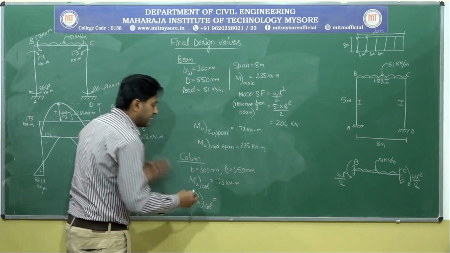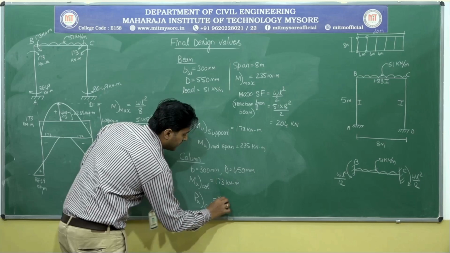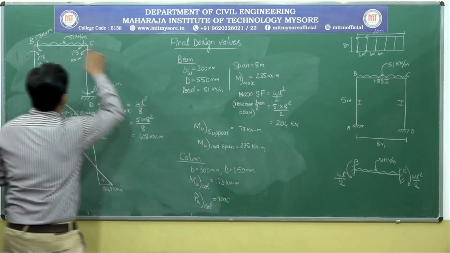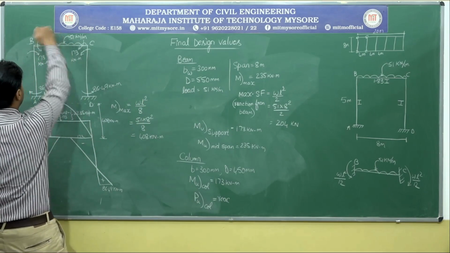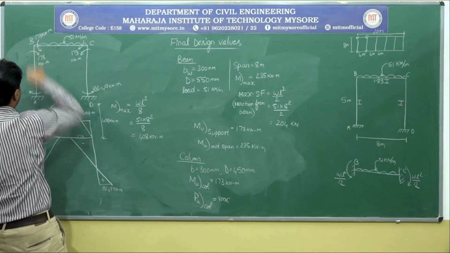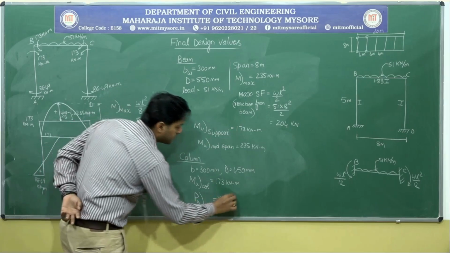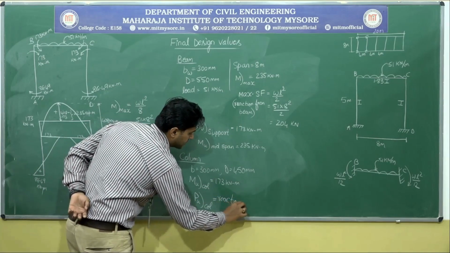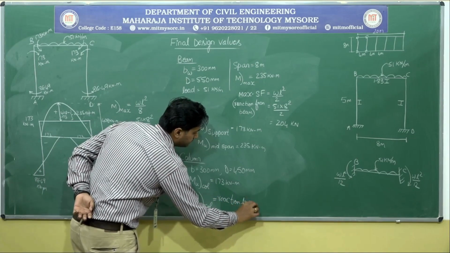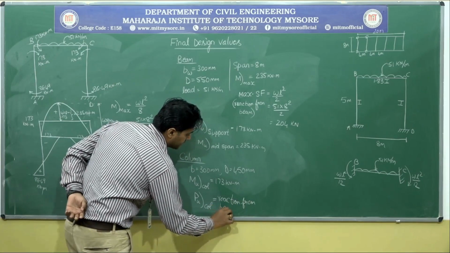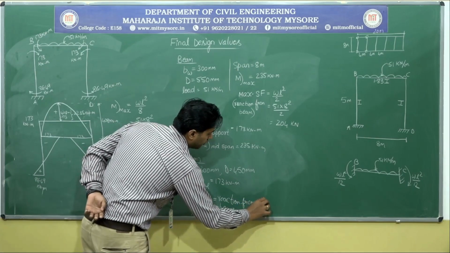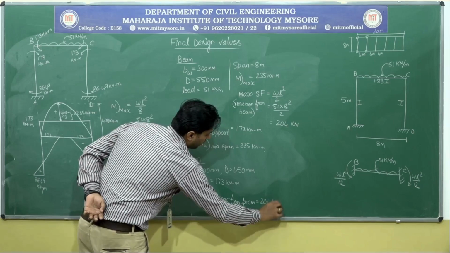What is that? It is nothing but the reaction from beam. Obviously, no? Whatever the load that is coming on the beam, that needs to be transferred to the column in a point load manner, axial force. So that axial force is nothing but the reaction from beam. So that value is 204 kilonewton.